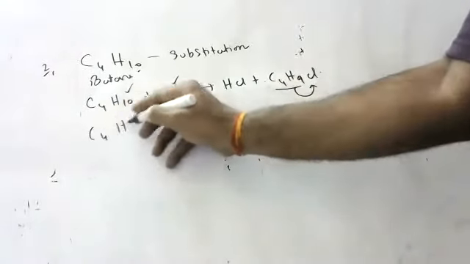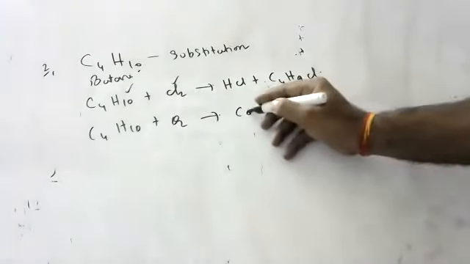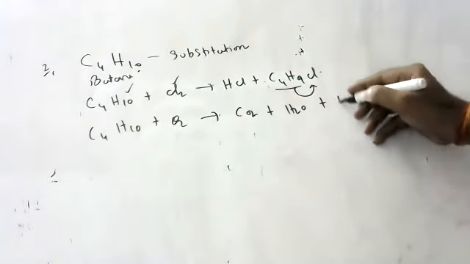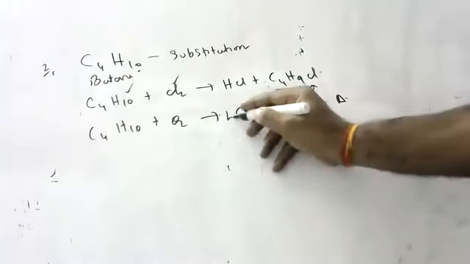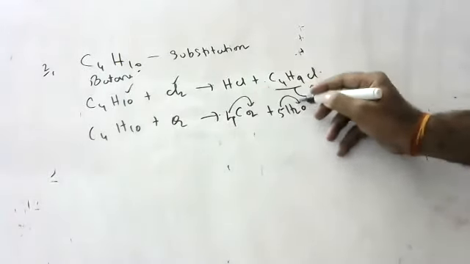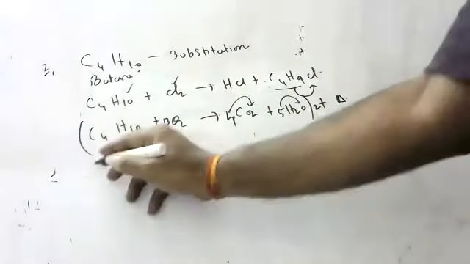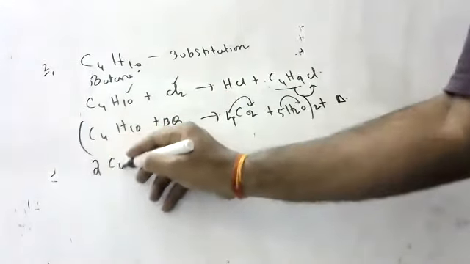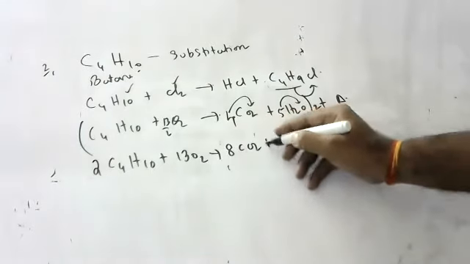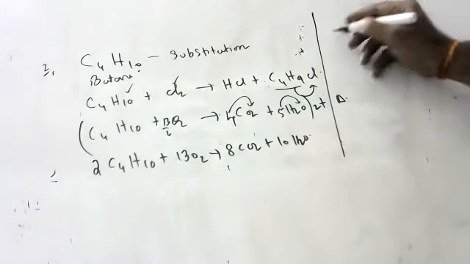And C4H10 on combustion gives what, children? Any organic compound on combustion compulsorily gives carbon dioxide, water, and energy. Four carbons, put 4 here. 10 hydrogens, put 5 here. 4 plus 8, 8 plus 5, 13, put 13 by 2. Now multiply the whole equation with 2. What do you get, children? 2C4H10 plus 13O2 gives 8CO2 plus 10H2O. This is the balanced reaction of combustion. It is present in our cylinders, children.